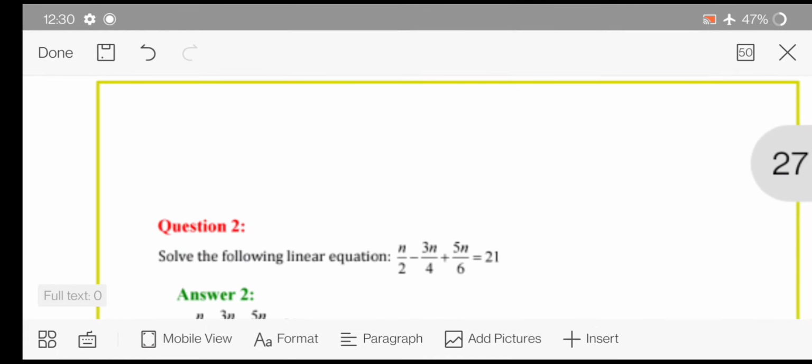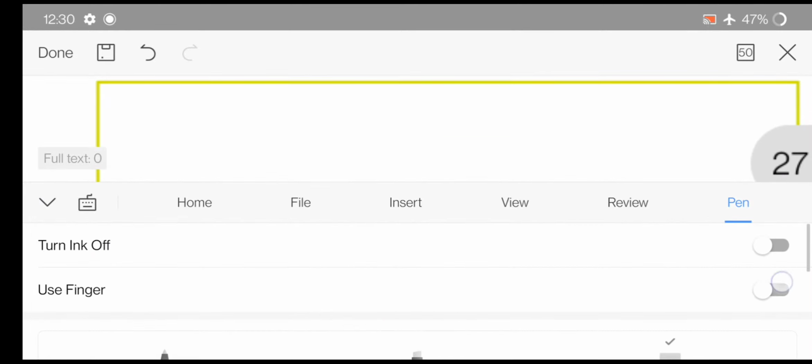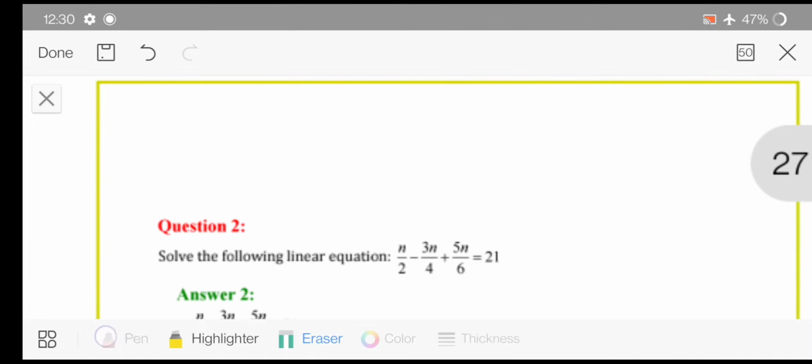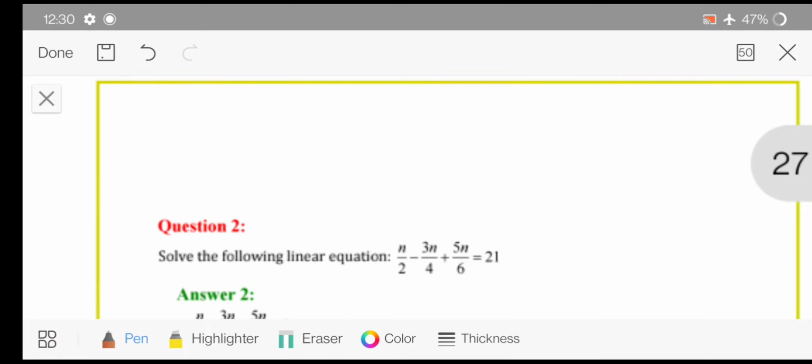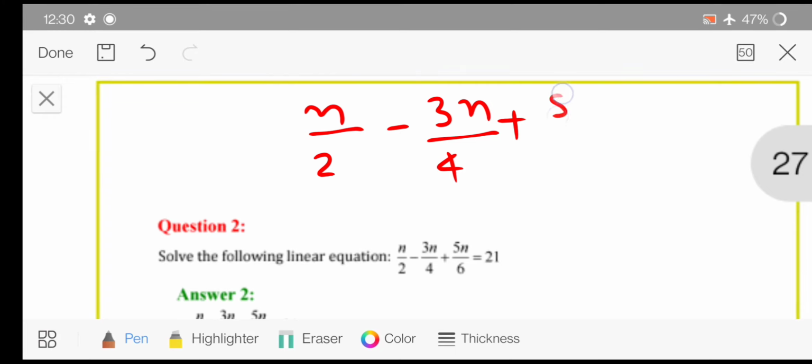Okay. So here the next question is n upon 2 minus 3n upon 4 plus 5n upon 6 is equal to 21. Now this question is quite easier. Why is this question quite easier? Because all the terms which contain the variable are on one side and all the constants are on the other side.